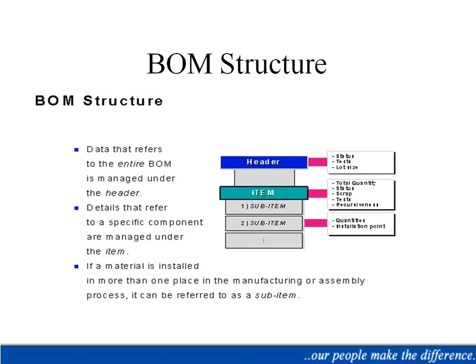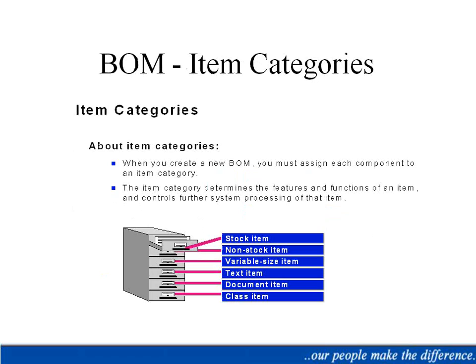Say I had given some reference drawing for him to produce or assemble it. Without that reference drawing, he cannot assemble, for example. Then I need that reference drawing to be assigned to my BOM, right? That is basically the document item. It is not a material item, it is a document item, right? So what is the difference between stock item and document item? Yeah, I'm coming.